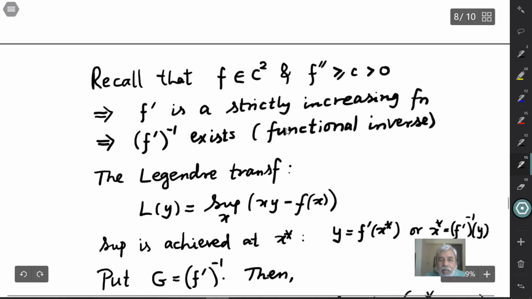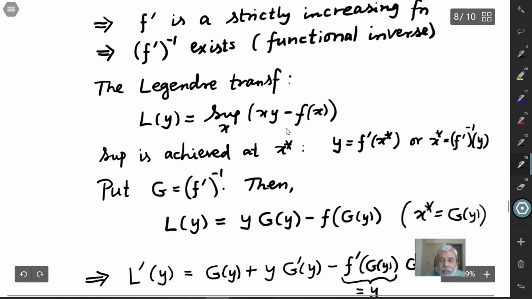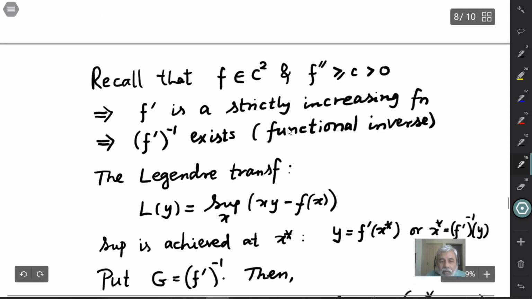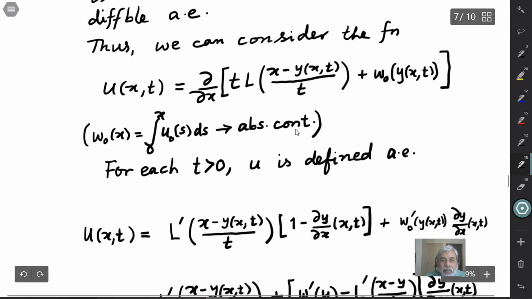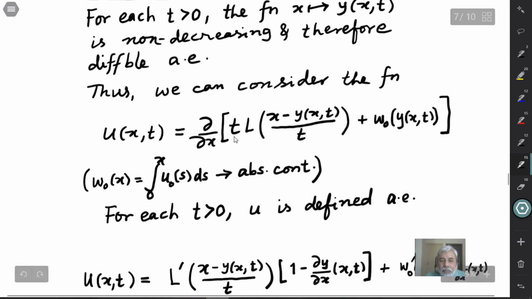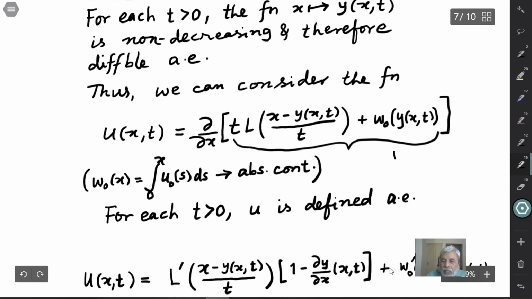Okay. And again, remember this y x t is the minimizer of this function. Earlier we called this w x t, which is a solution of the Hamilton-Jacobi equation.